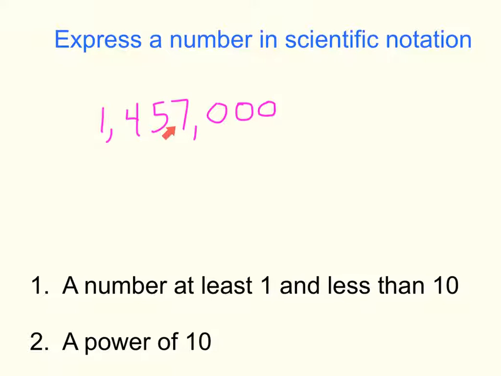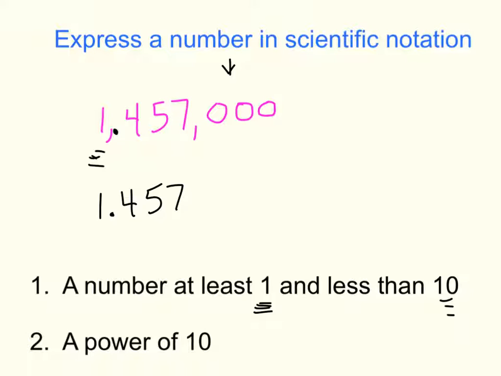Let's say, for example, I put the decimal right here. Now it becomes 145.7000. I have to have a number that's less than 10. Well, if I place the decimal right here, now I have one whole, 1.457, and that number is at least 1, but it's less than 10. So that number becomes 1.457, and I leave those zeros off because the zeros are after the decimal.